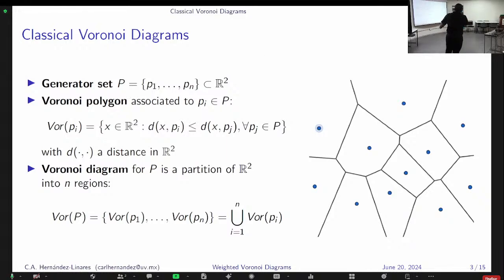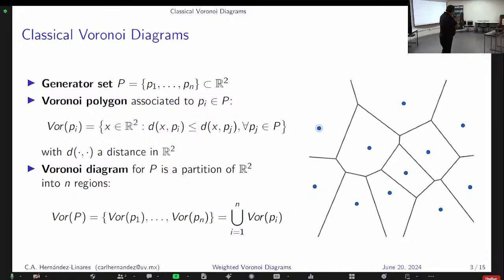Usually, the function D is the Euclidean distance in R2. And what is that? This set is the set of all points where Pi is the nearest point of P to X. When we take the Euclidean distance, the edges of two adjacent Voronoi polygons are straight lines. The union of all Voronoi polygons is the Voronoi diagram.